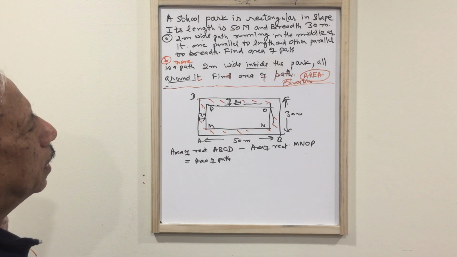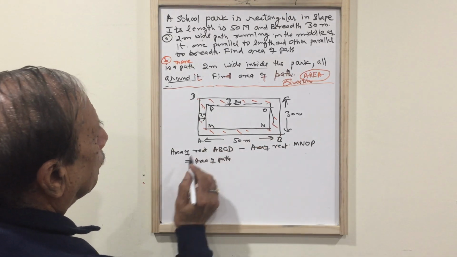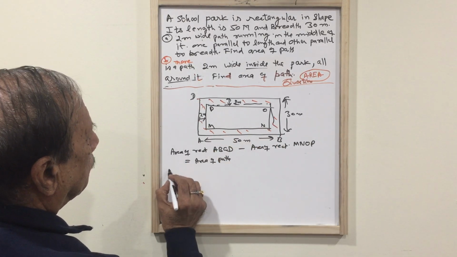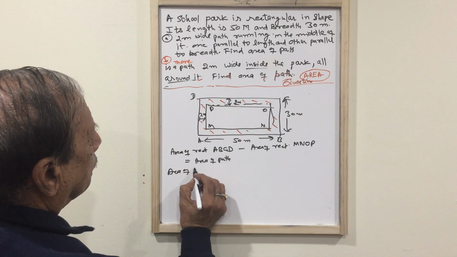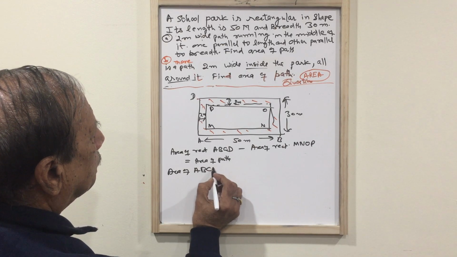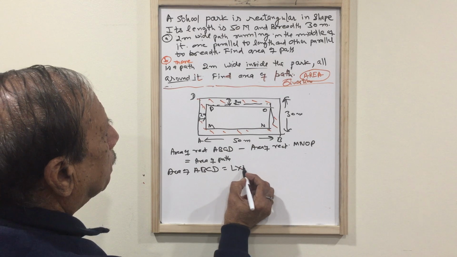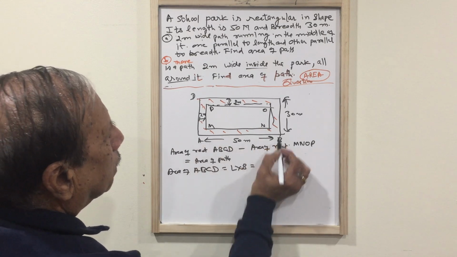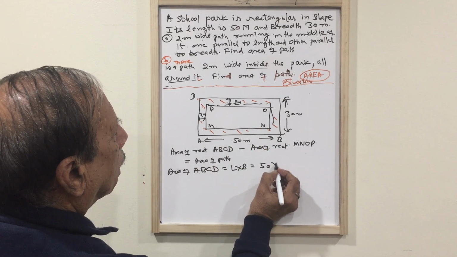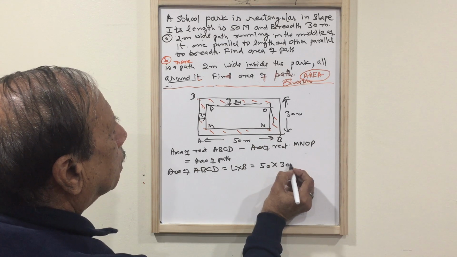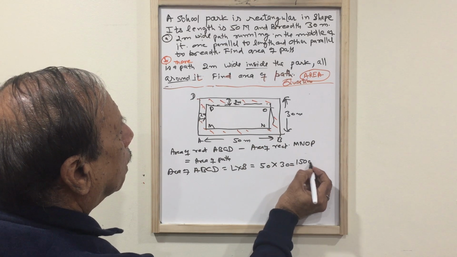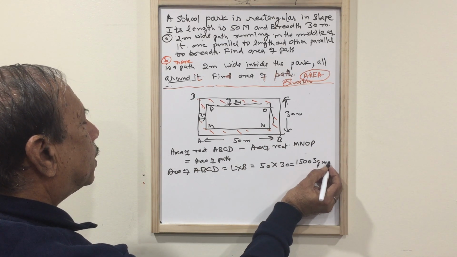So we will calculate the area. Now, area of rectangle ABCD is equal to length into breadth, where length is 50 meters and breadth is 30 meters. So that is 1500 square meters.